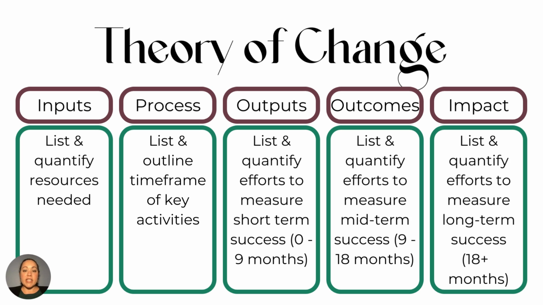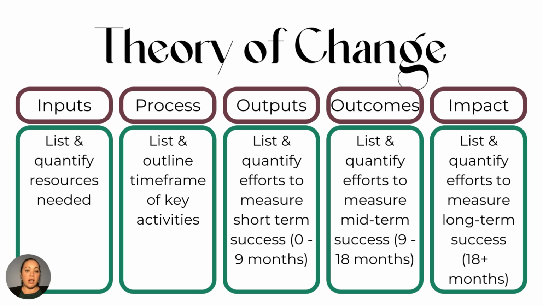If you're trying to make an impact on hunger, for example, what short-term outcomes or mid-term successes do you need to see to be able to get there? So you work through each section, and you can work right to left or left to right, whichever makes more sense for you. So in the inputs column, you list and quantify the resources needed.